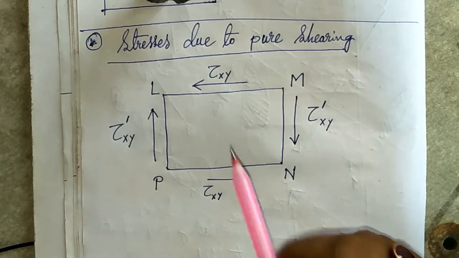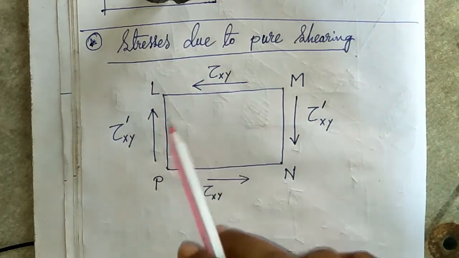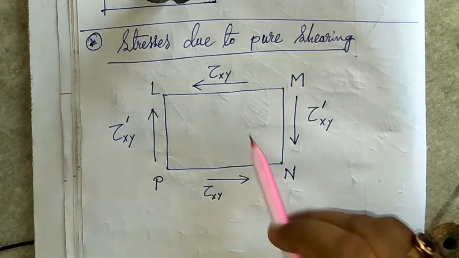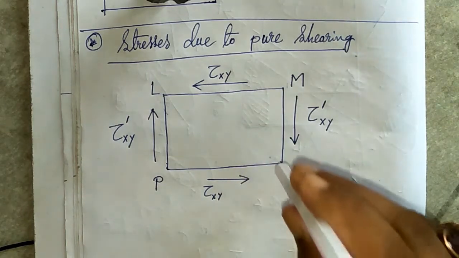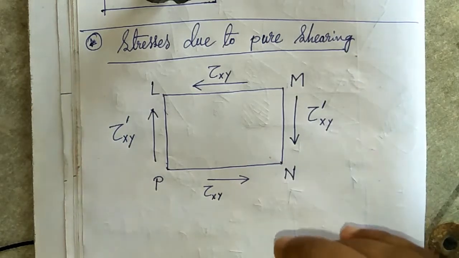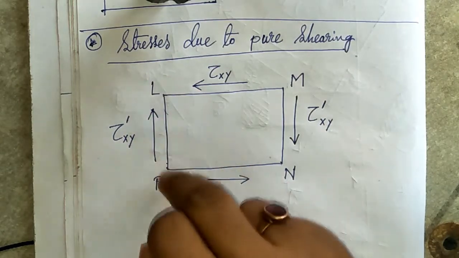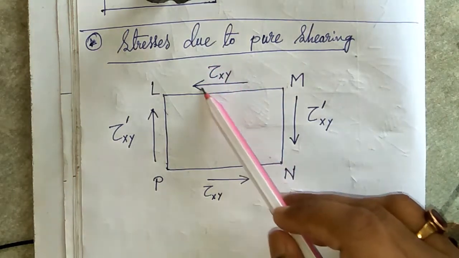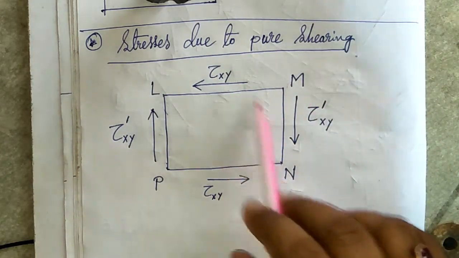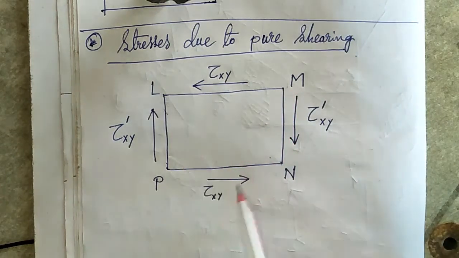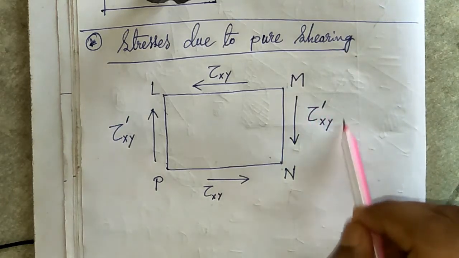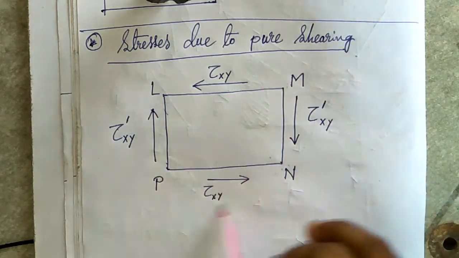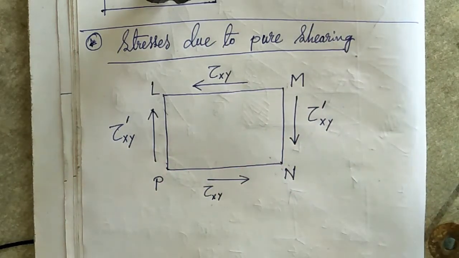Now the stress is due to pure shearing. Okay, suppose let's assume a block LMNP is a block of depth or height 1. That means this is a 2D block, because its depth perpendicular to this page is 1. So the volume of this block is only LP into LM. Also assume the shear stresses, that is tau xy, act in this fashion: tau xy along M to N, this tau xy along P to N, and tau dash xy along M to N, and tau dash xy along L to P. The shear stress acts along this block in this fashion.